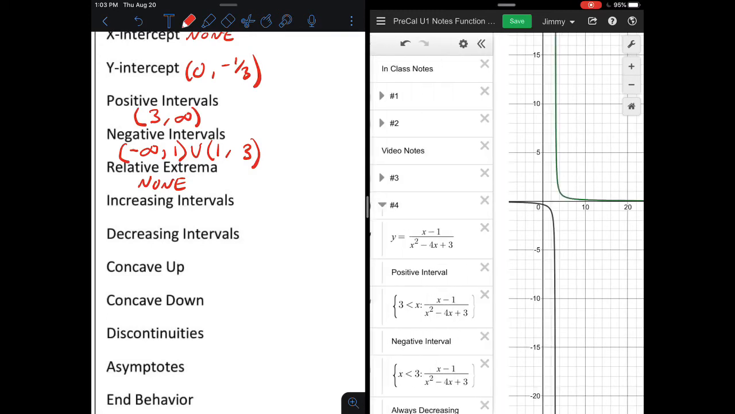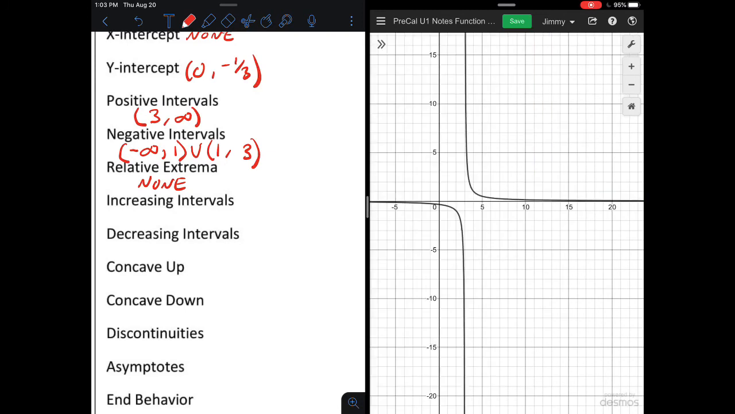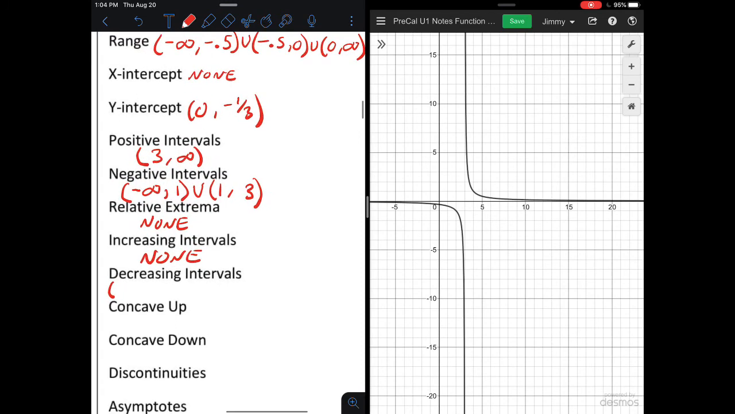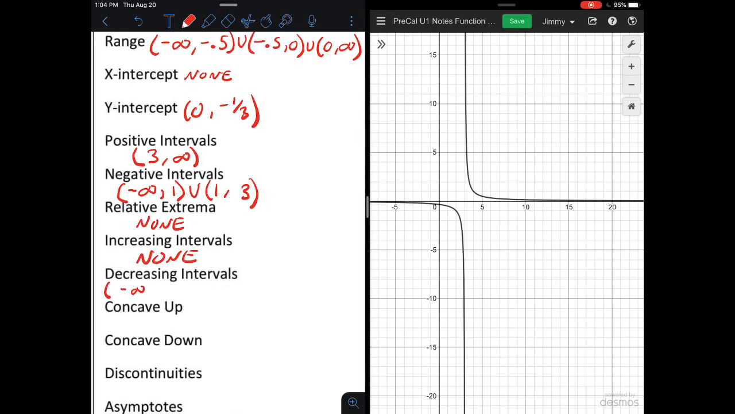Increasing and decreasing intervals. Looking at the graph to find an increasing interval, you're trying to determine where the graph is going up as you go to the right. Well, the entire time you trace along this graph from left to right, you are going to be decreasing in value. So there are no increasing intervals. And the graph here is actually always decreasing. And so what I would do is write the entire domain interval. It's decreasing on its entire domain. So negative infinity to 1, 1 to 3, 3 to infinity.